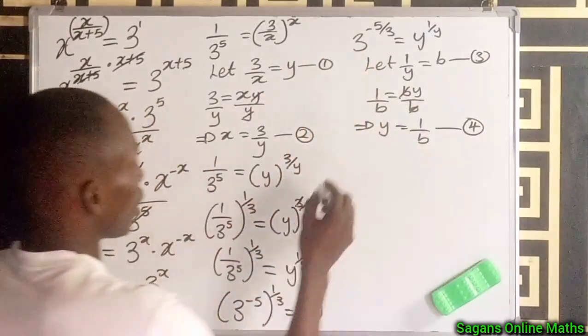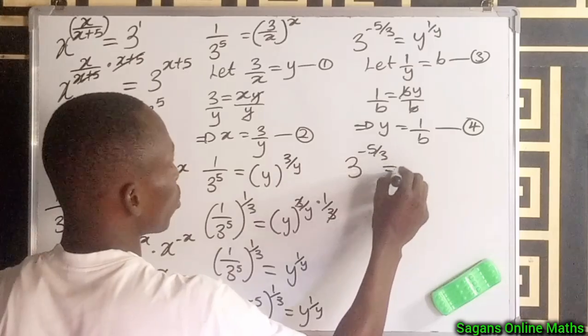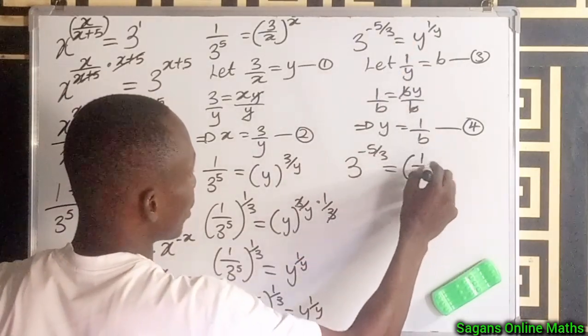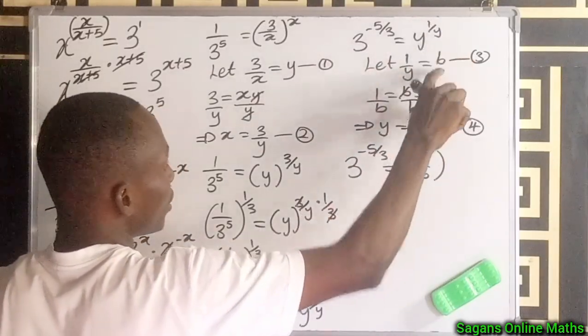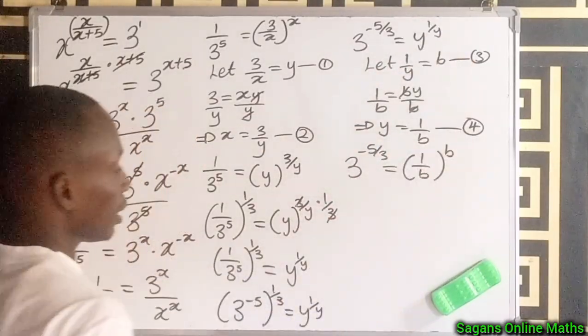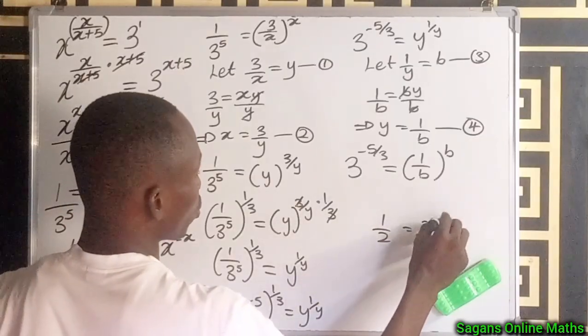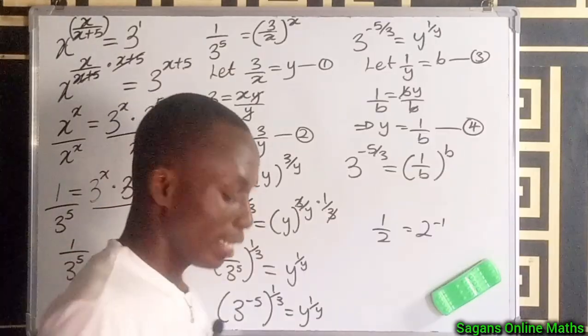So let's substitute. I'm now going to add this 3 to the power of minus 5 over 3 is equal to, look at y. And y is 1 over b. So I have 1 divided by b, all to the power of 1 over y, which is b, all to the power of b. And take note that 1 over 2 is the same as 2 raised to the power of minus 1 by the properties of indices, right? Get it? Thank you.